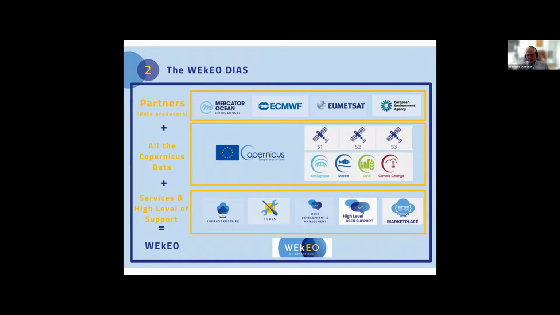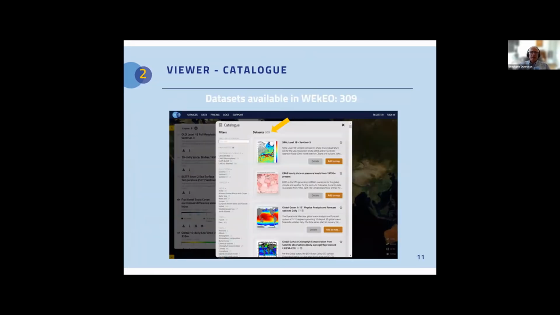The high-level support that I mentioned earlier, where we have a very strict service level agreement, for which we are obliged to answer questions from users and from the public in a very short time frame, and a marketplace which enables people and companies and startups and entrepreneurs who have developed interesting applications with Copernicus data on WEkEO to advertise basically their product or their application.